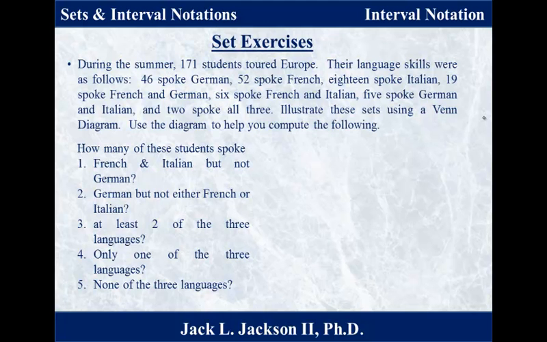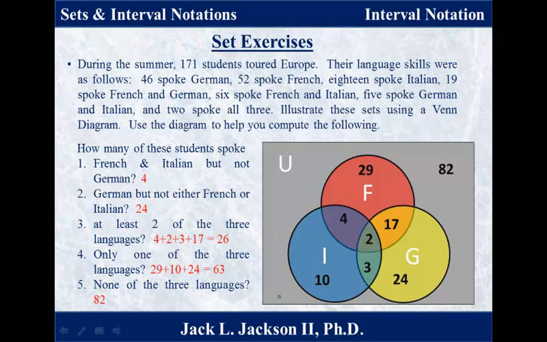Okay, now that you've done this and looked it over, maybe made some corrections, let's take a look at how we're going to do this. Well, notice that we have 2 that spoke all 3 languages. That goes here. F is for French. This is the number of students who spoke French altogether, or these numbers added together. The number German is these numbers added together, and Italian here. And the total universe, you add all of these numbers together will give you the total students on the trip. So 2 spoke all 3 languages. That goes in the middle.